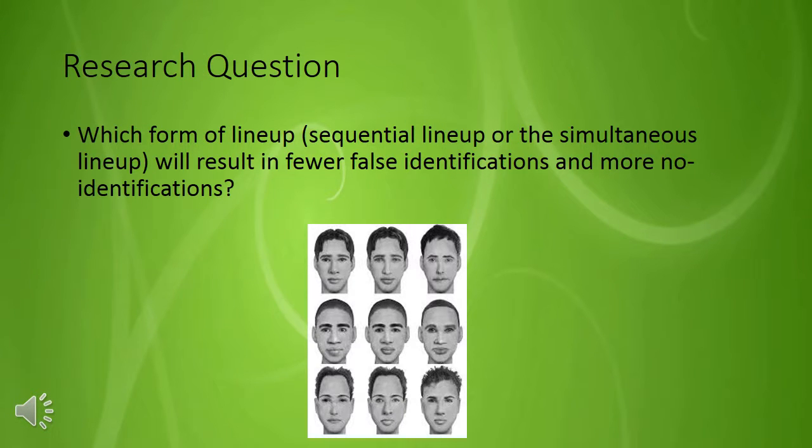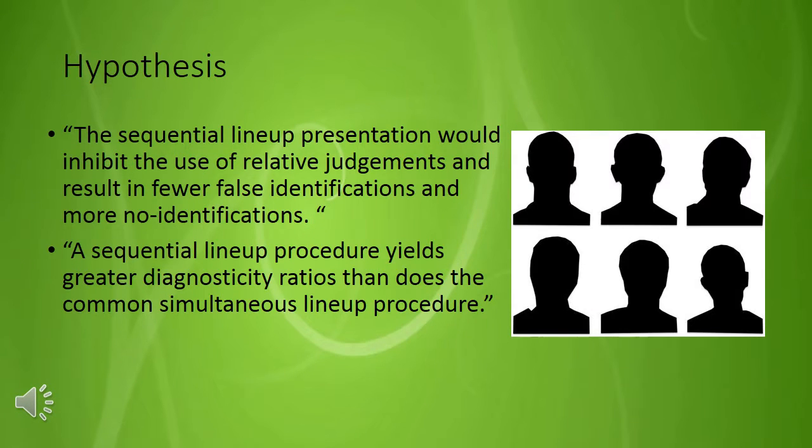Okay, so for this article, the basic research question was which form of lineup, sequential lineup or the simultaneous lineup, will result in fewer false identifications and more no identifications. So basically they're trying to figure out which style of lineup would be more accurate in eyewitness identifications. The hypothesis for this experiment was that the sequential lineup presentation would inhibit the use of relative judgment and result in fewer false identifications and more no identifications. Also, the researchers thought the sequential lineup procedure would yield greater diagnosticity ratios than does the common simultaneous lineup procedure.